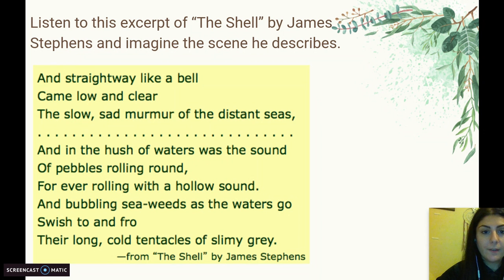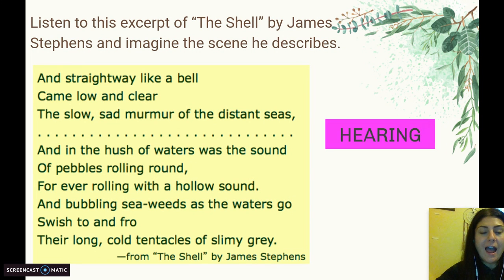Okay. Now you can open your eyes if you've closed them. So thinking about imagery, I could get a lot of sense of hearing while reading this poem. Some examples of hearing is the bell. A bell makes a noise, and they're describing the sound that they hear in the seas as the bell, being loud like a bell, but also low and daunting. So low and clear, and also I could sense the slow bell, the bell ringing slowly, and just like the murmur of the distant seas.